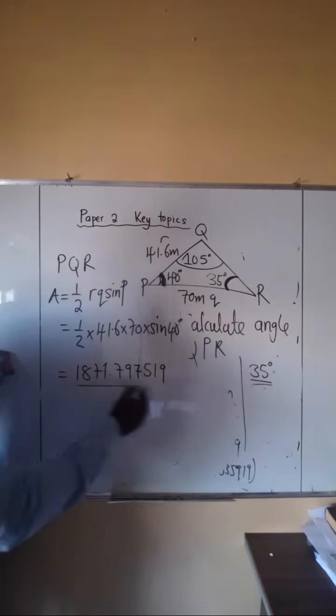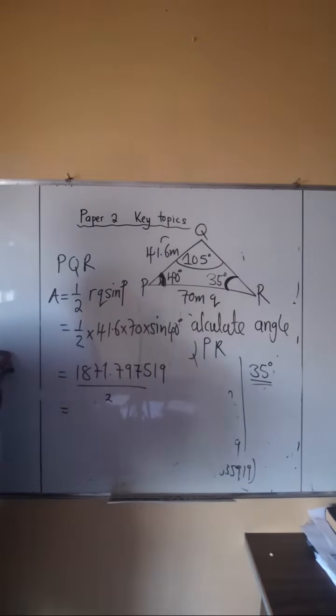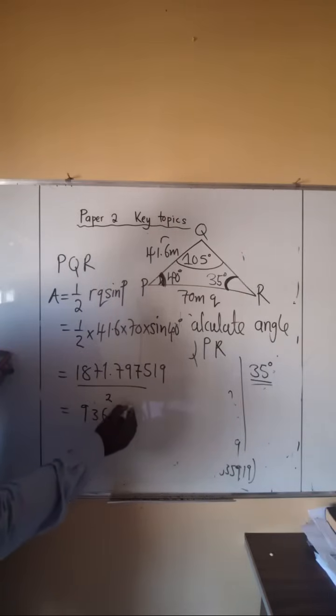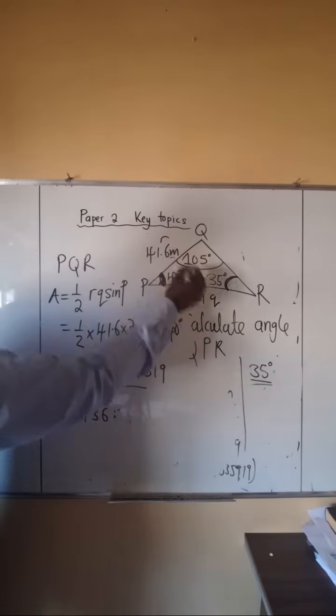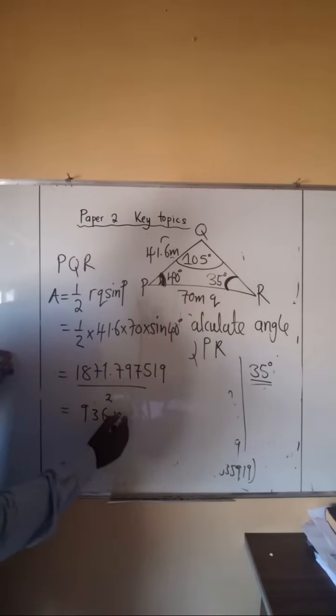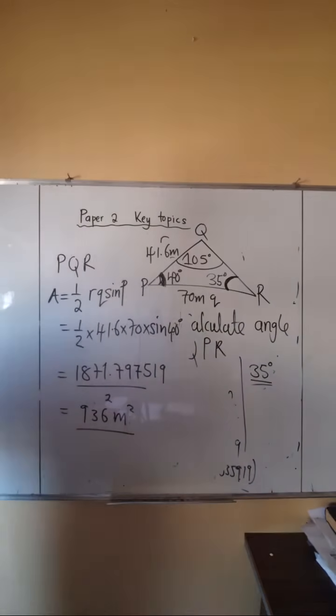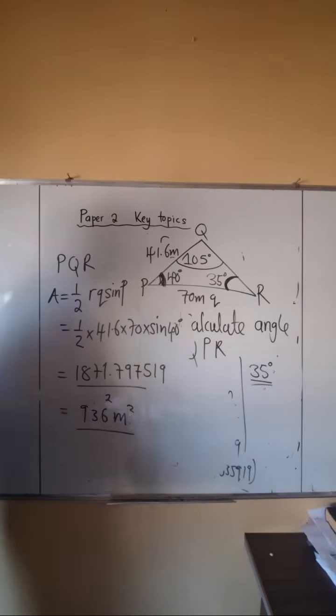You are getting 1871.797519 over 2. When you divide by 2, you are getting 936. Is it kilometers squared or meters? Meters, because here they are saying meters. So it's meters squared, in 3 significant figures. If you don't know how to round off, you can copy everything, but this is what you are getting.